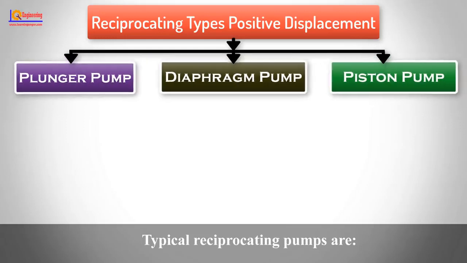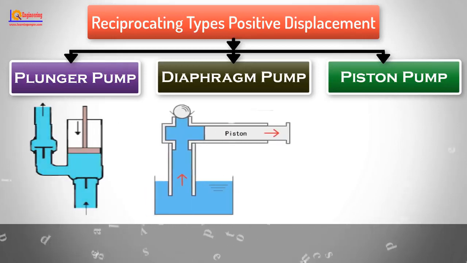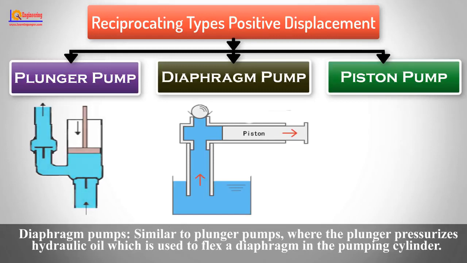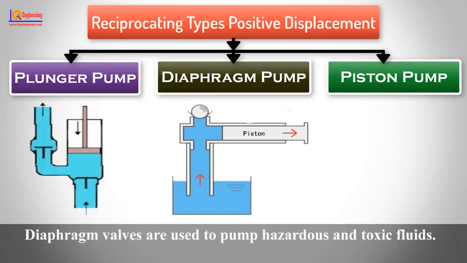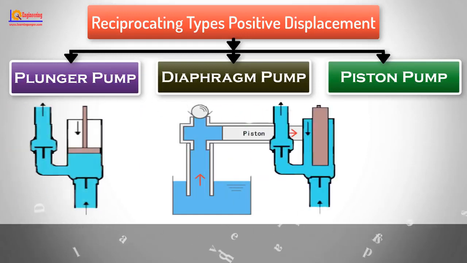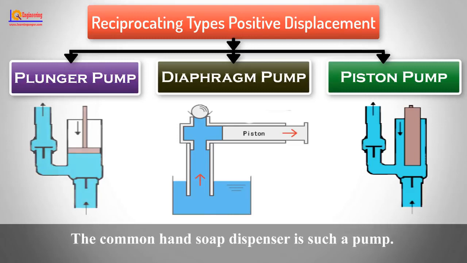Typical reciprocating pumps are plunger pumps. A reciprocating plunger pushes the fluid through one or two open valves, closed by suction on the way back. Diaphragm pumps. Similar to plunger pumps, where the plunger pressurizes hydraulic oil which is used to flex a diaphragm in the pumping cylinder. Diaphragm valves are used to pump hazardous and toxic fluids. Piston pumps. Displacement pumps are usually simple devices for pumping small amounts of liquid or gel manually. The common hand soap dispenser is such a pump.